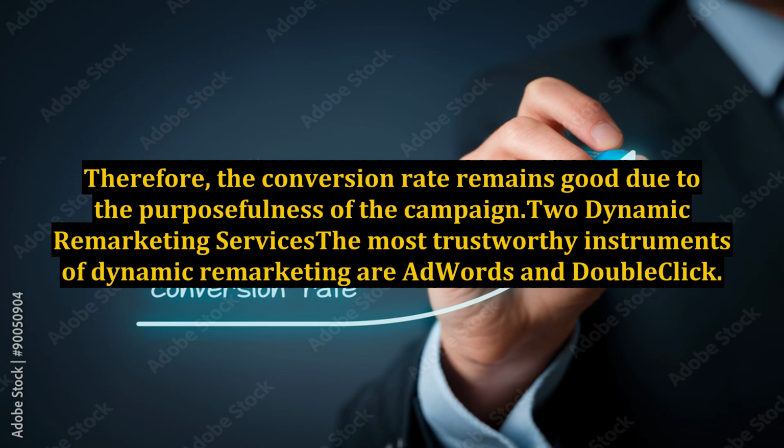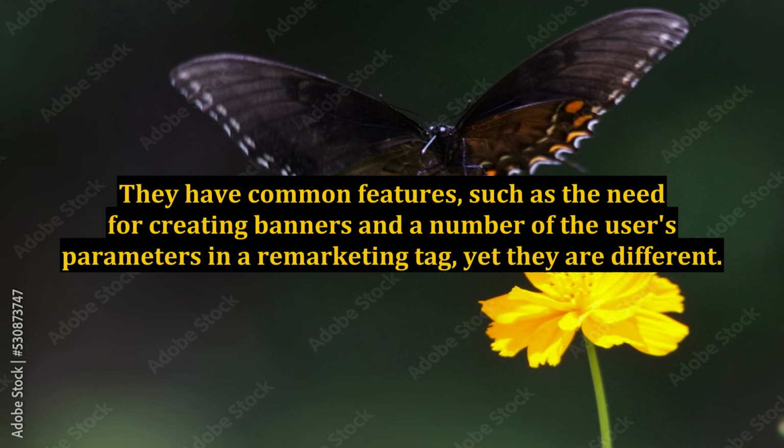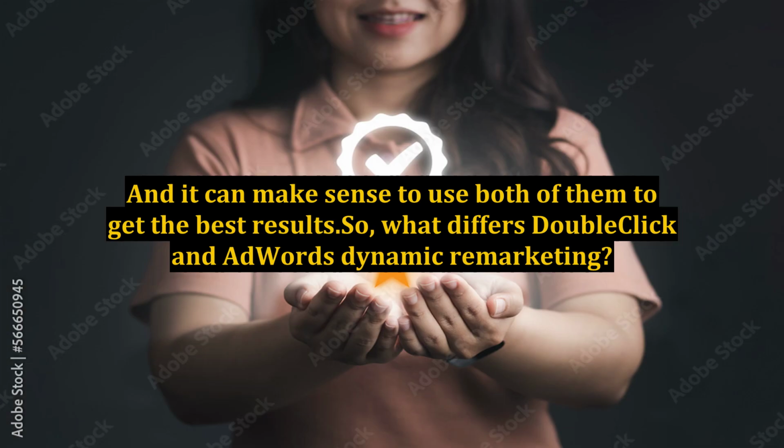Point 2. Dynamic remarketing services. The most trustworthy instruments of dynamic remarketing are AdWords and DoubleClick. They have common features, such as the need for creating banners and a number of the user's parameters in a remarketing tag, yet they are different. And it can make sense to use both of them to get the best results. So, what differs DoubleClick and AdWords?